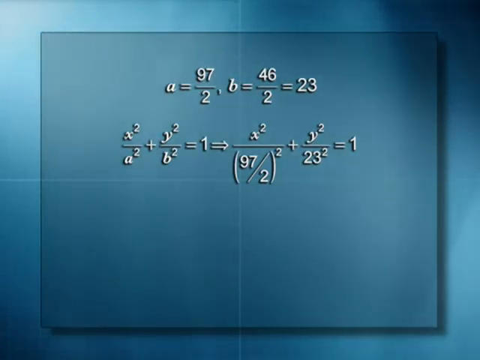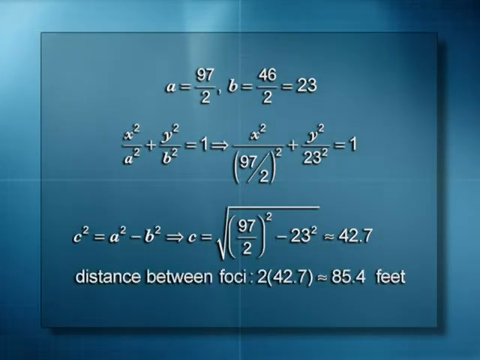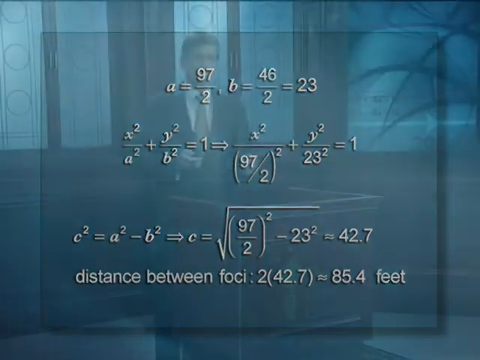Now, where are the foci? Well, remember, c is the square root of a squared minus b squared. So plug in the numbers: 97 over 2 squared minus 23 squared, all square rooted. Plug it into your calculator, you get about 42.7. So the foci are 42.7 feet from the center, and the distance between the two foci would be double that, or about 85.4 feet. Notice that the c value, 42.7, is pretty close to the a value. This is a fairly elongated room.